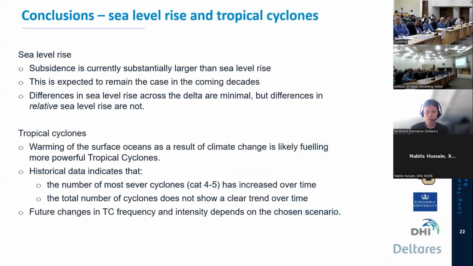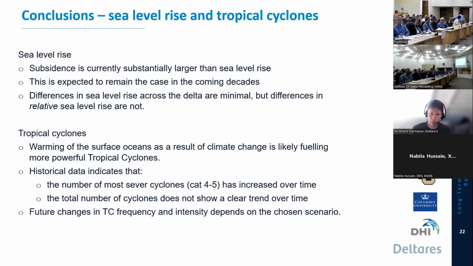For sea level rise, as was also mentioned before, it's important, but subsidence is considered to be more relevant for the coming decades still, because it's substantially larger than sea level rise. So when we're looking at relative sea level rise, subsidence is the dominant factor. Differences in sea level rise across the delta are low. The differences in relative sea level rise are not, because of the subsidence.